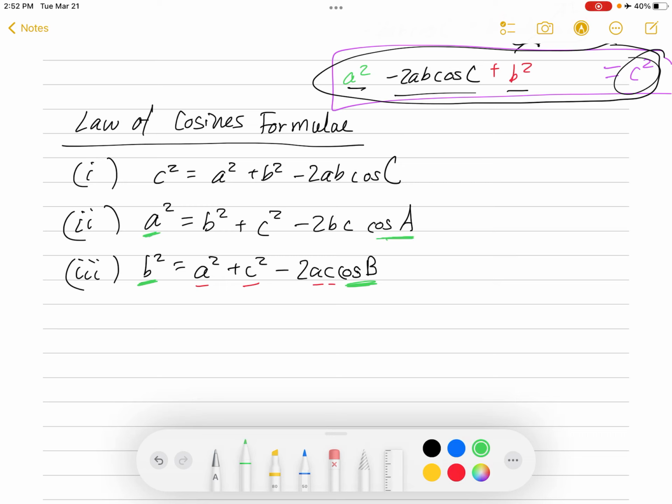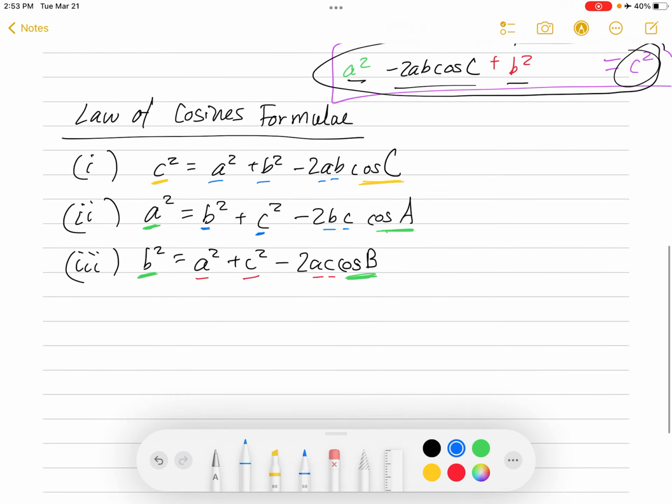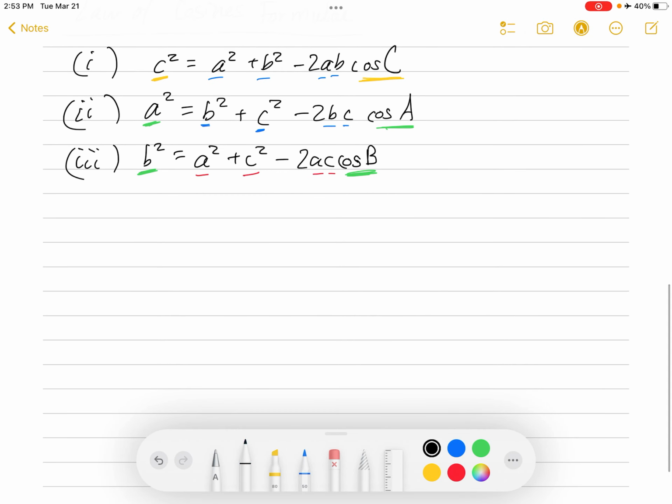Notice when you have little a squared on this side, you have cosine of big A on the other side. It means on the opposite side of a squared, you have b squared and c squared added, and then minus 2bc. And then finally, when I had c squared on one side, that means I have the cosine of big C on the opposite side. And on the opposite side, I got little a squared, little b squared, and minus 2ab. You kind of see the pattern there.